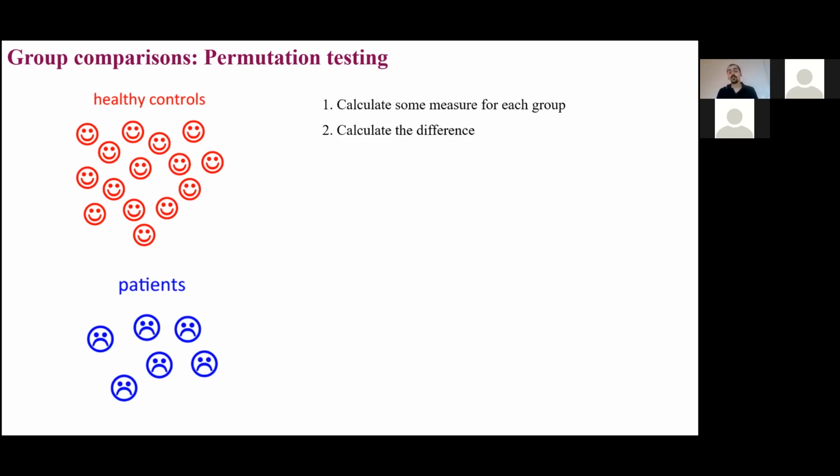One good way to do this is permutation testing. This is a statistical test where you first calculate a given measure for each group. The measure here could be global efficiency, path length, or clustering in that network. Then you calculate the difference of the average of this measure between the two groups. This permutation test would essentially test whether this difference is different from 0, so whether you have a non-zero significant effect.